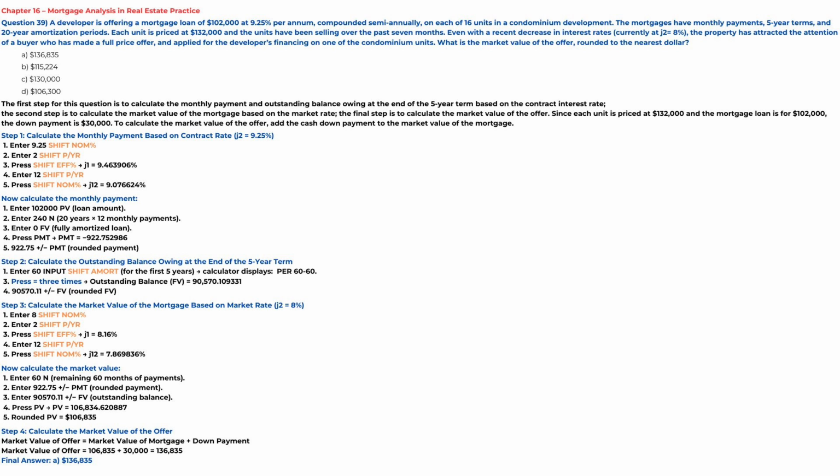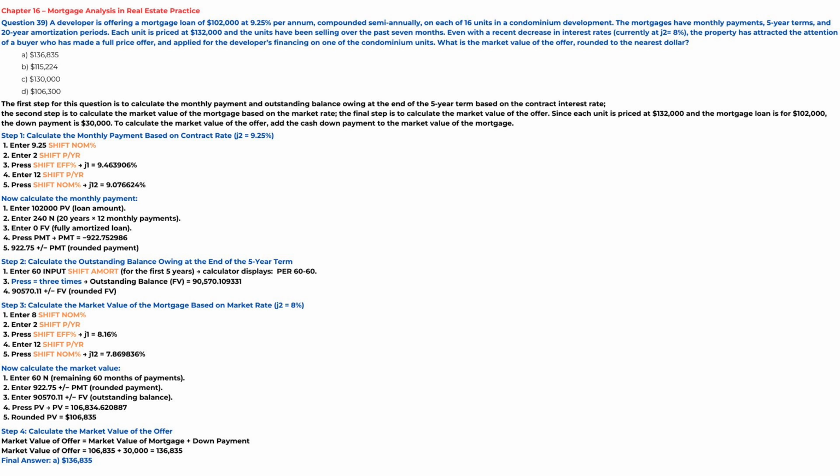90,570.11 plus and minus sign. Then press FV, rounded FV. Step 3. Calculate the market value of the mortgage based on market rate. J2 = 8%. Enter 8, Shift NOM. Enter 2, Shift PYR. Press Shift Effective. Calculator stores J1 = 8.16%.